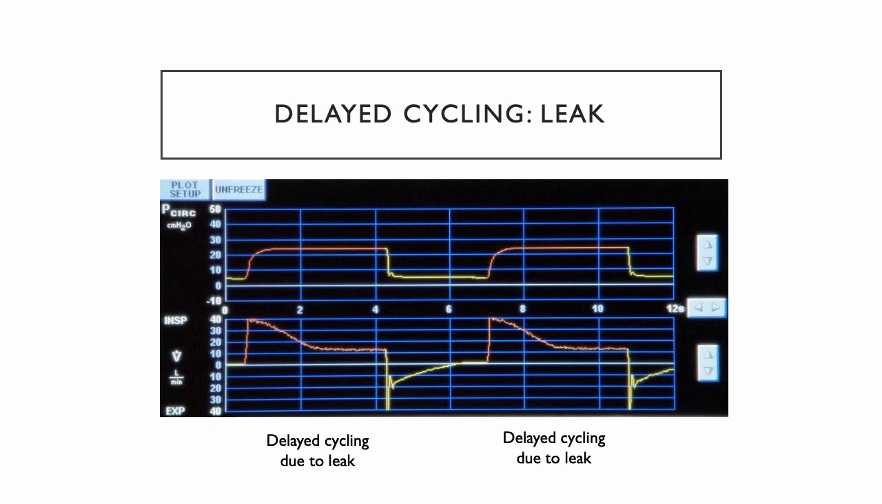This is an example of a ventilator graphic in a patient with delayed cycling due to a leak. So we see that the breath occurs over a very, very long period, and we see that suddenly it cycles off into expiration when the flow does not really hit zero.